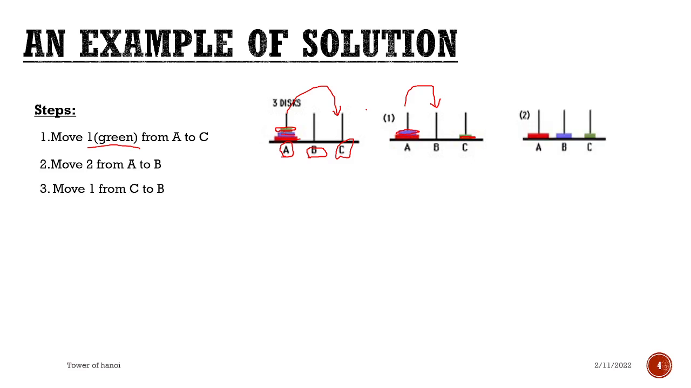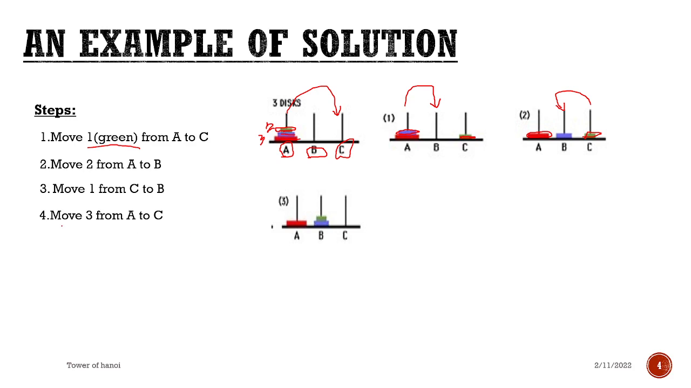So in the third step, move 1 from C to B. So we have to move this red disk from C to B. Sorry, move one is the green one. The one is the green one, purple one is the second, and the red is the third one. So in the third step, it is moved from C to B. Here we can see C to B.